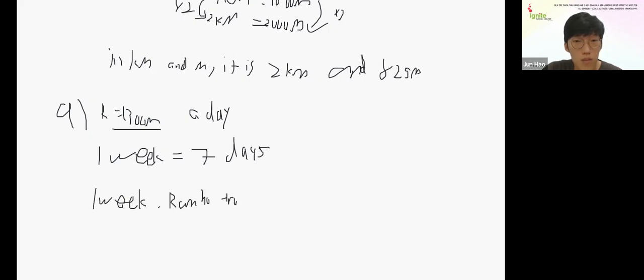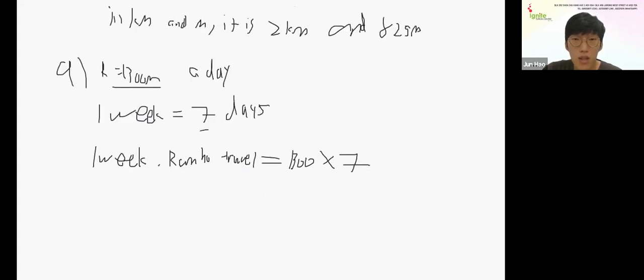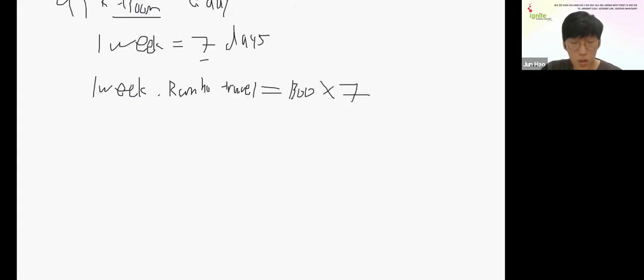Travel equals 1,300 meters, which is a day. I need to plus, minus, times, or divide. Times, right? Very good. Times 7 days, because 1 week has 7 days. So you can do your multiplication by yourself.